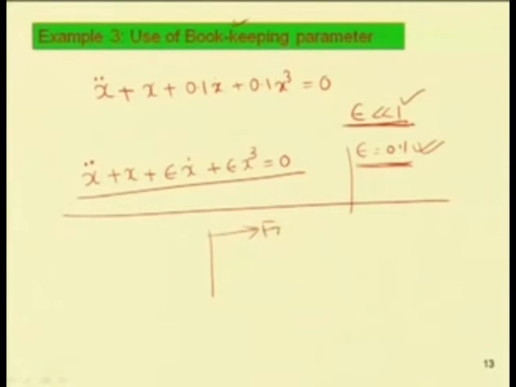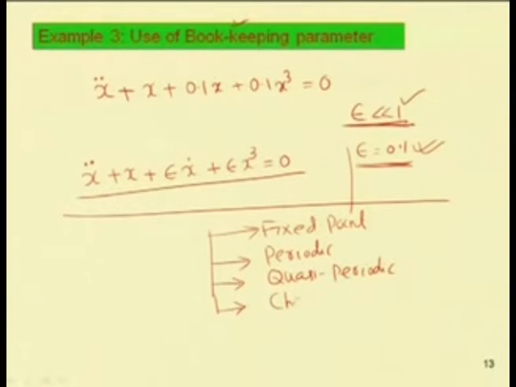So, one type of response is the fixed point response, the second one is the periodic response, the third one is the quasi periodic response, and the fourth one is the chaotic response. So, today we will use some programs to find these different types of response.